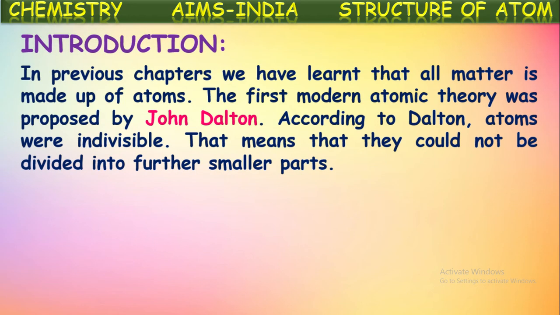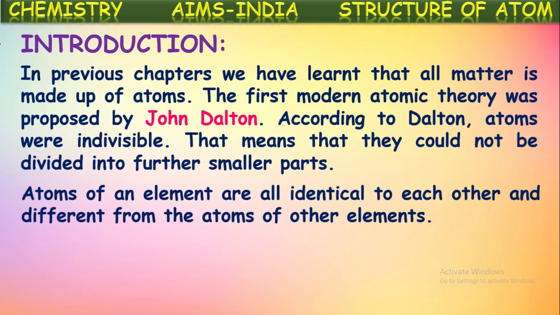We have learnt in the earlier chapters that all matter is made up of atoms. Atoms are the building blocks of every matter we have studied. The first modern atomic theory was proposed by John Dalton. According to Dalton, atoms were indivisible. That means they could not be divided further into smaller parts. He assumed that atoms are the smallest particles of every matter. They cannot be divided further into smaller parts.